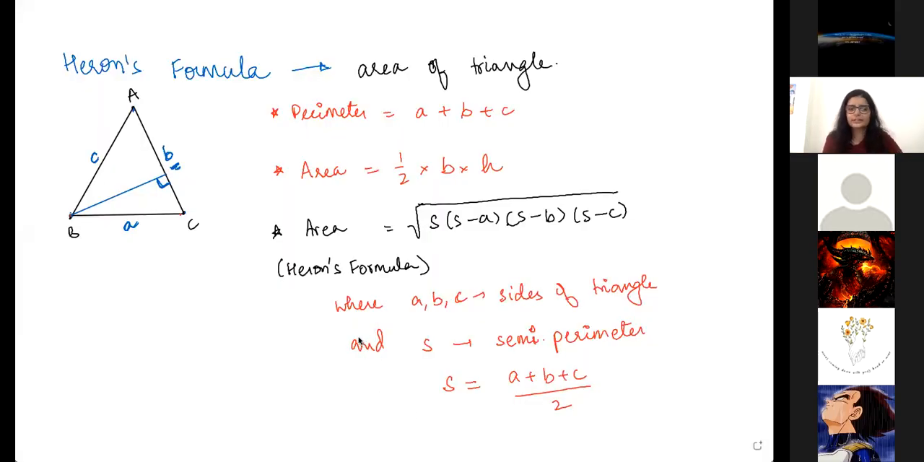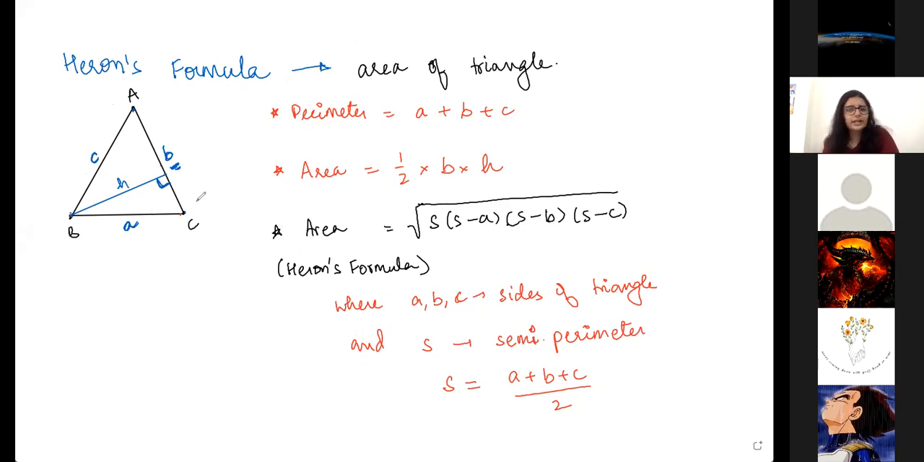So just while you guys note down, just revising. Heron's formula helps us to find the area of a triangle. If we have a triangle ABC, with side lengths a, b, c, the perimeter is the boundary, so that's a plus b plus c, the sum of all sides. Area, the one that you're familiar with, is half into base into height. Height is basically the perpendicular distance from the vertex to the base, the altitude.